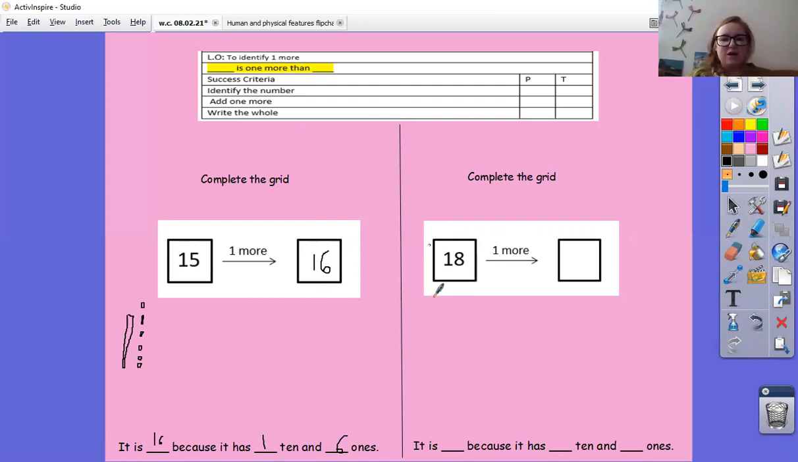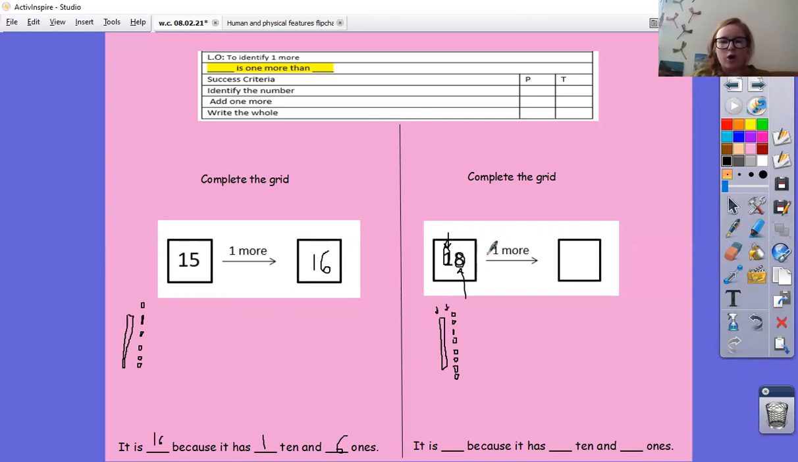Fantastic. Okay. So my first number is 18. So I'm starting with 18. So 18 has 1 ten because I can see that there is 1 ten here. And then how many ones does it have? It has 8 ones. So I'm going to draw those out. 1, 2, 3, 4, 5, 6, 7, 8. So 18 has 1 ten and 8 ones.